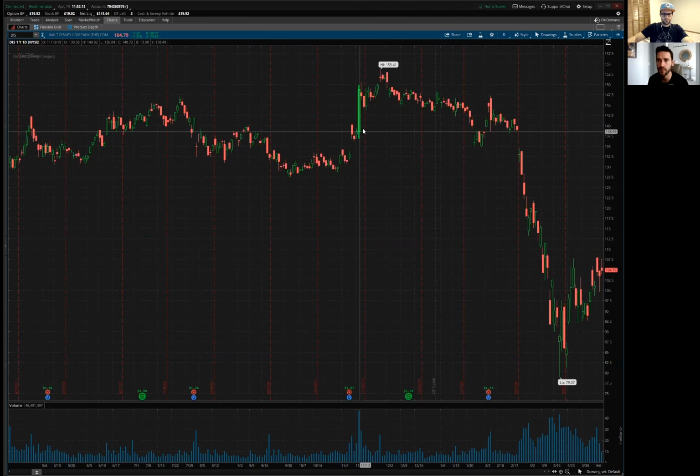This was the day that Disney announced their Disney Plus subscription base after it had just been rolled out. And you'll see it was actually the largest volume. It actually still is the largest volume in the last year. So that was a pretty good indicator that there was a lot of interest in the stock, and it was going to be a pretty good level to own it at, up until obviously everything changed with coronavirus.